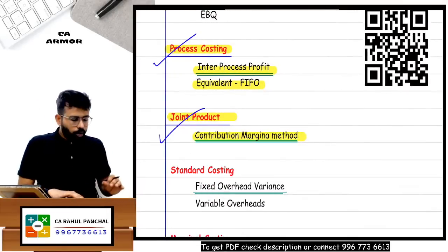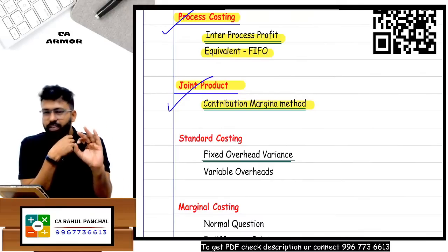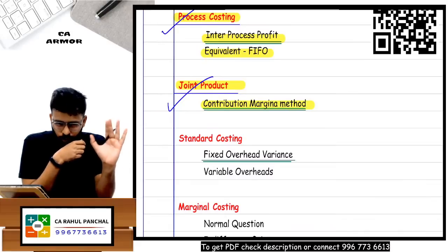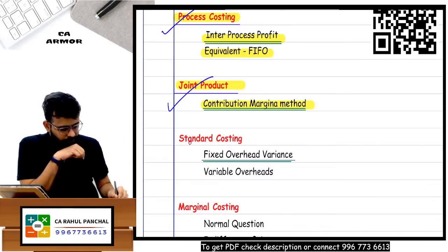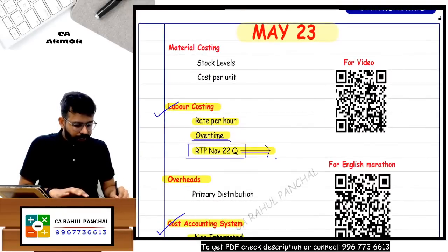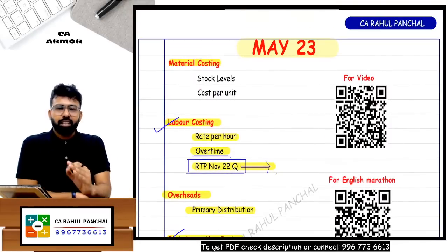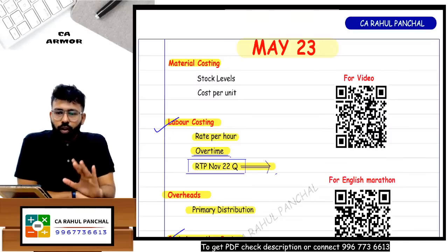Now, standard costing: every faculty has a different way to explain this standard costing part. Then there is the fixed overhead part, and in overheads there is primary distribution, and in material as well. Now I just need guidance from your side. What do you want me to do?